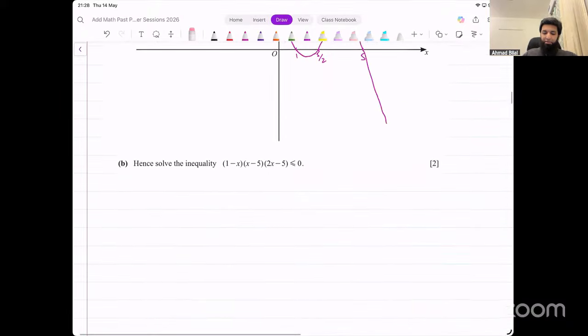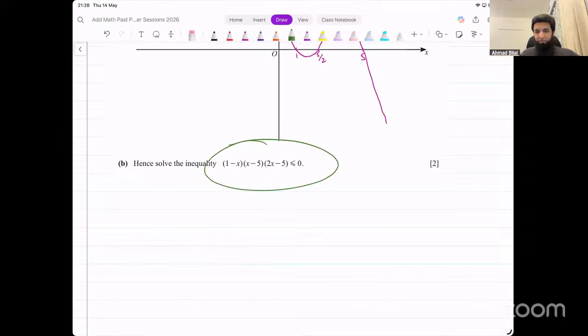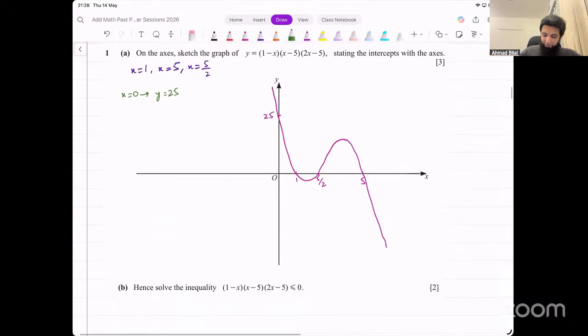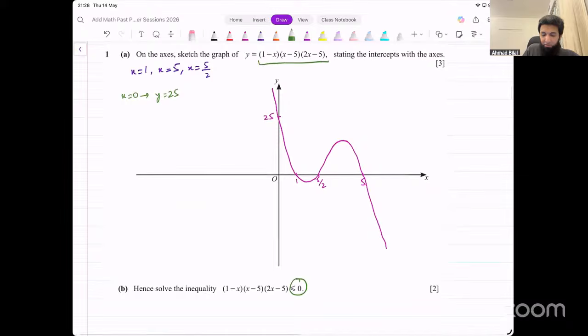Part B. Hence solve this inequality. How do you solve this inequality? You have a less than or equal to 0 sign. It's the same function as before. It's the same function that you have plotted in the previous part. If they asked you to solve this equation when this is equal to 0, you would say the solutions are these: x equals 1, x equals 5, x equals 5 over 2.